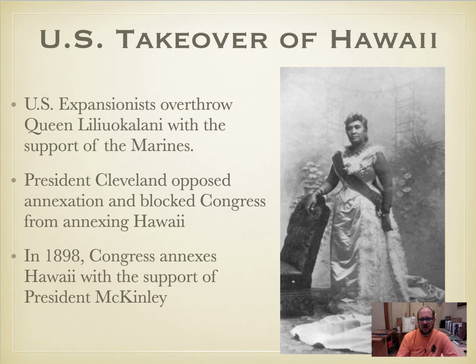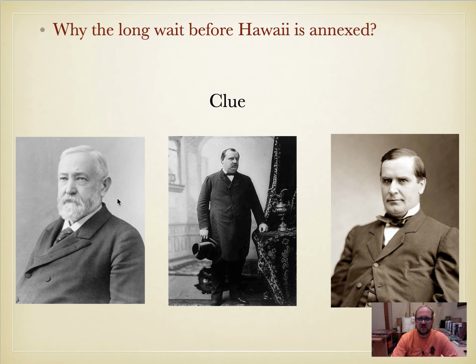Once McKinley gained office in 1896, therefore he then went forward with the annexation of Hawaii. So basically we have Harrison, who takes Hawaii, Grover Cleveland, who refuses to annex Hawaii, then the new president, McKinley, who will then annex Hawaii right after he becomes president.